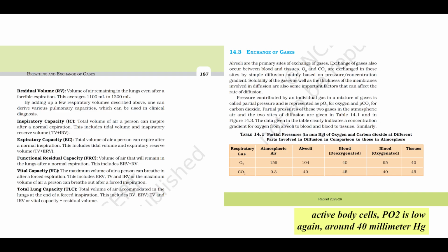5. Tissues, active body cells: PO2 is low again, around 40 mm Hg because cells are constantly using O2. PCO2 is high, around 45 mm Hg because cells are constantly producing CO2. Now look at the gradients for diffusion created by these differences.